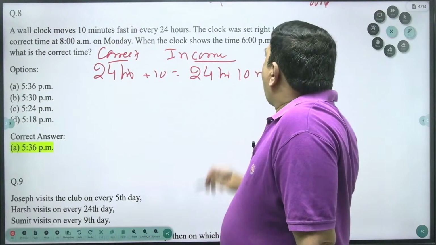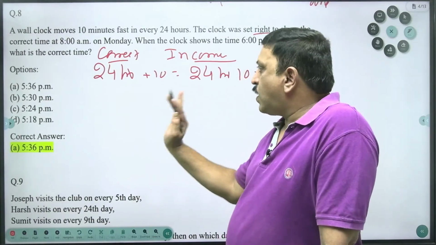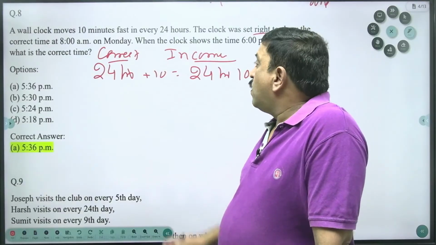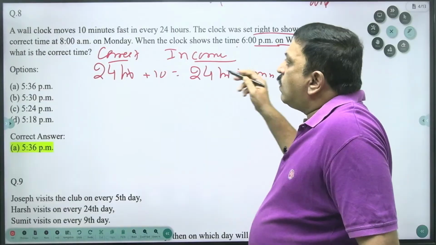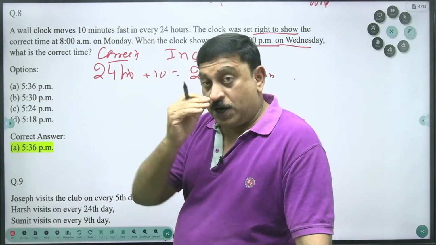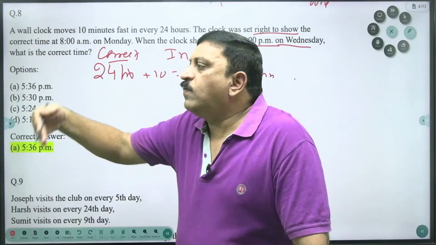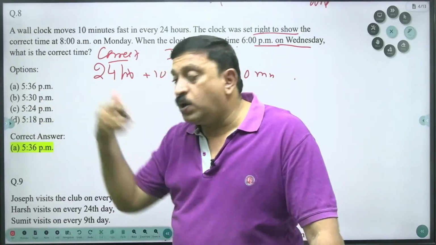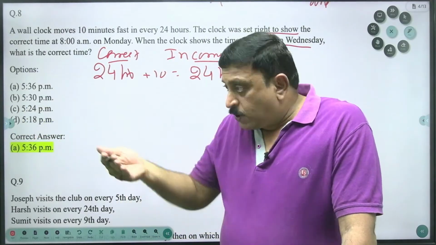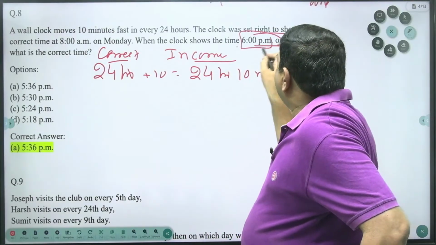The clock was set right to show the correct time at 8 a.m. on Monday. When the clock shows the time 6 p.m. on Wednesday, what is the correct time? When it is showing the wrong time, what should be the actual time? It is moving fast and showing the wrong time, so no doubt the correct time must be less than that. The answer should be less than 6 p.m.